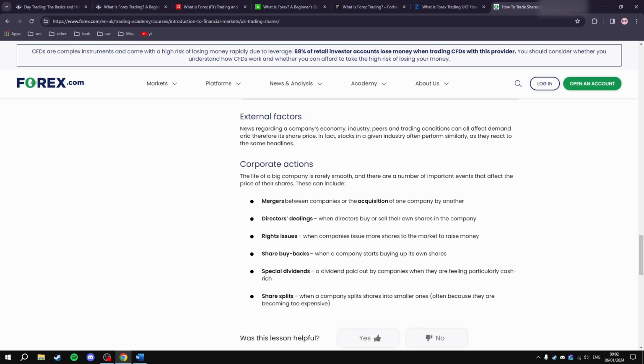External factors. News regarding a company's economy, industry, peers, and trading conditions all affect demand, therefore share price. In fact, stocks in a given industry often perform similarly as they react to similar headlines.